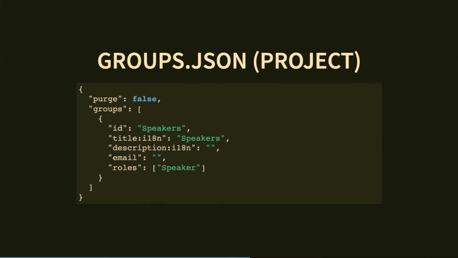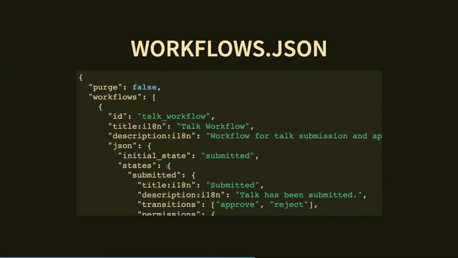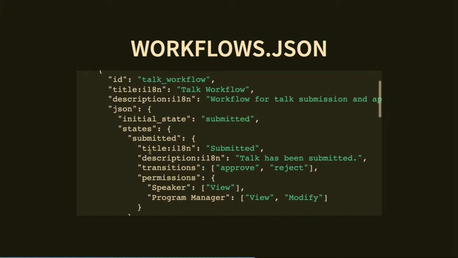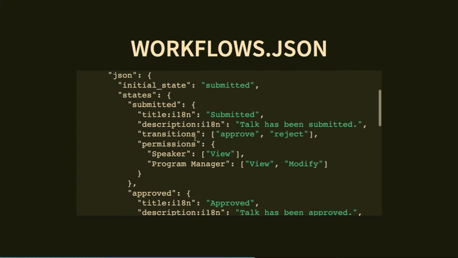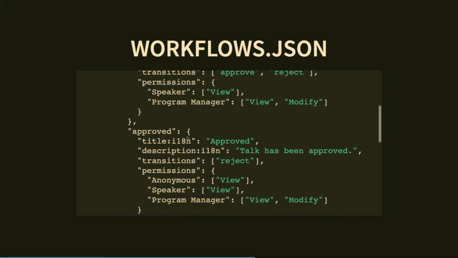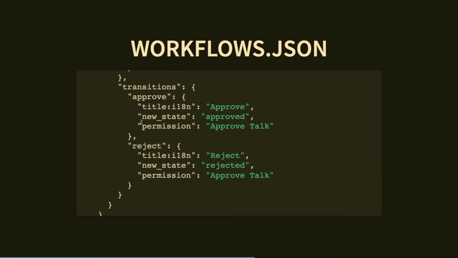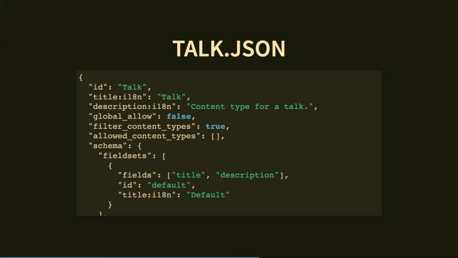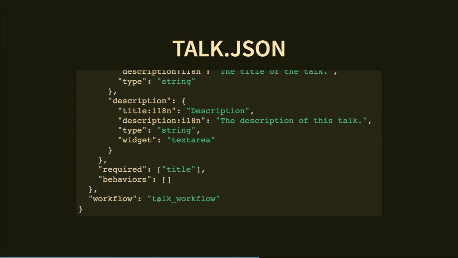Groups, same. In this case we have a speakers group, which has the role speaker. Workflows are also pretty similar to Plone, so you have states and you have transitions. In this case, we have the states submitted, approved, and rejected, and they have labels and a description. You can have transitions for each state to either approve or reject in this case. We have permissions associated with the specific workflow state, and we have the transitions which have a title, the destination state, and a permission, so whether you are allowed to do that depends on your permission there. So if we add all that stuff to the talk, then we basically change the workflow in the talk JSON to talk workflow instead of the default simple publication workflow.